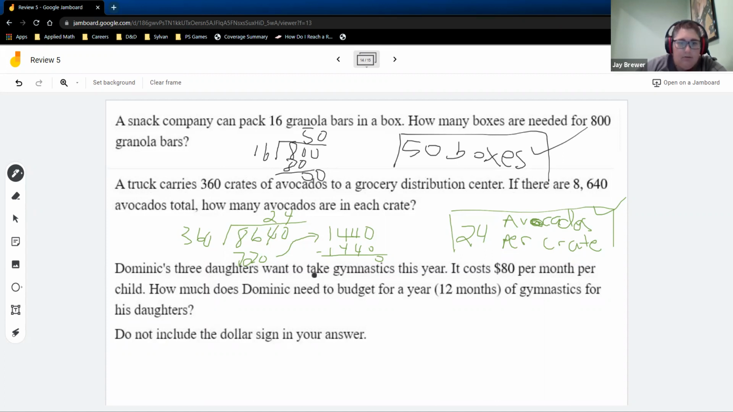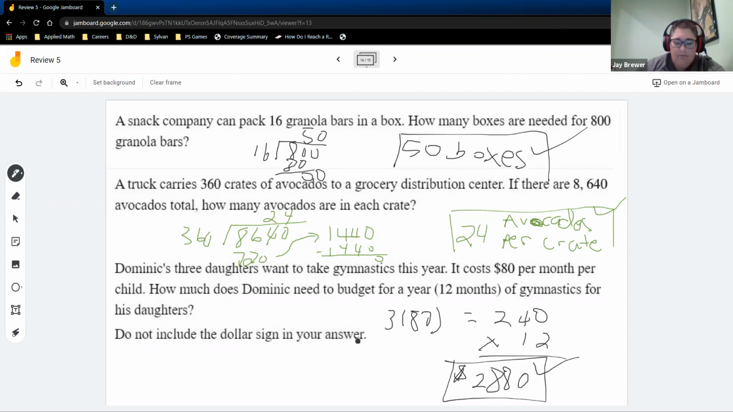It says Dominic's 3 daughters want to take gymnastics this year. It costs $80 per month per child. So first off, if he has 3 students, 3 times 80 will give you $240 a month. And then we're going to multiply that by 12 because there are 12 months in a year. So that will give you $2,880 for the budget.